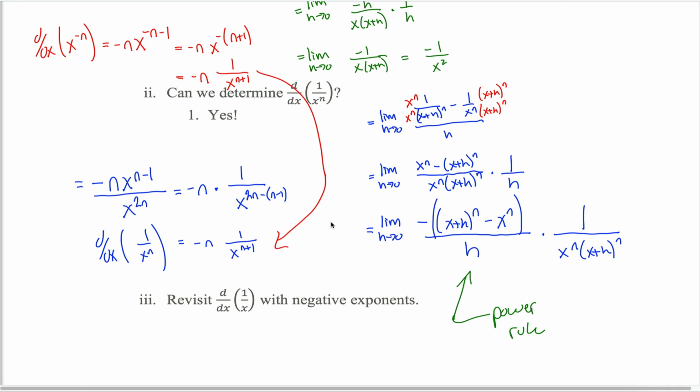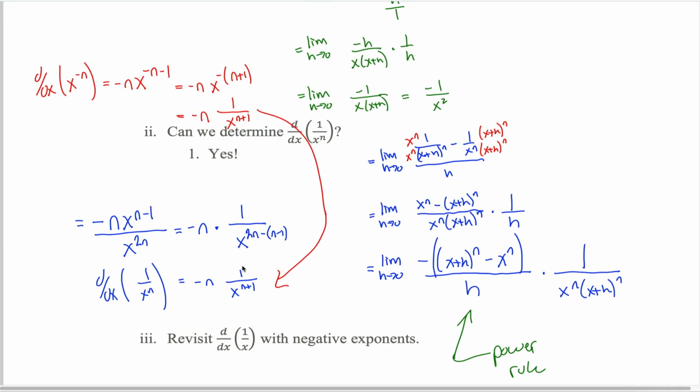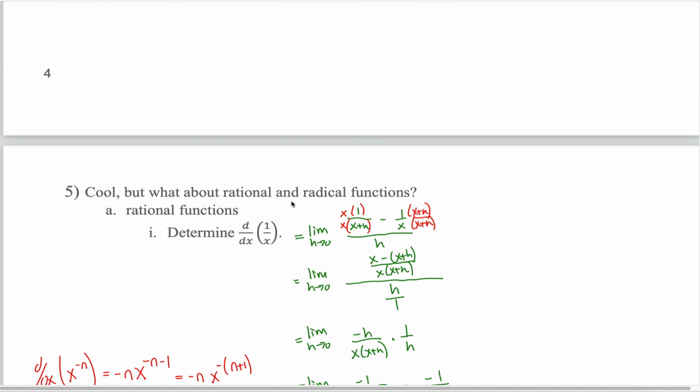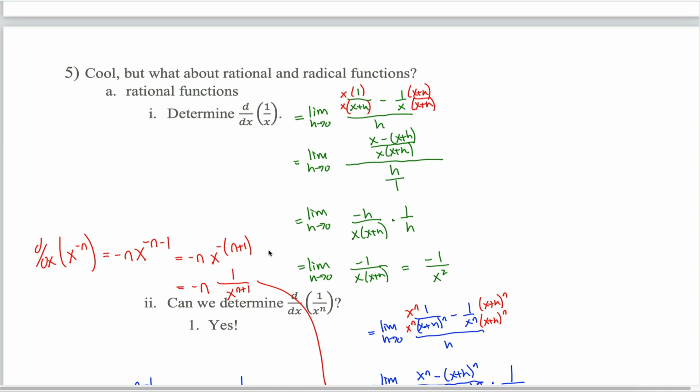You lost me. What point are you trying to make? The point that I'm trying to make is you don't need this as a new rule. You don't need a special rule for rational functions. Our power rule works just fine.